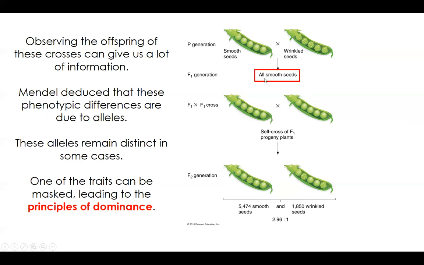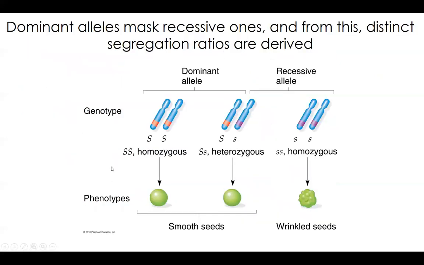So all smooth seeds, again masking this in our F1 generation, and then seeing that recessive trait reappear with this 3-to-1 ratio in our F2, or filial 2, generation. Masking the F1. Okay, so we know dominant alleles mask recessive ones. This is something we've learned about for a long time. And this is where we're getting those distinct segregation ratios.